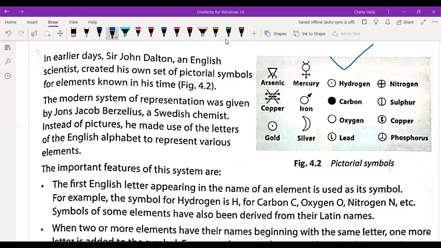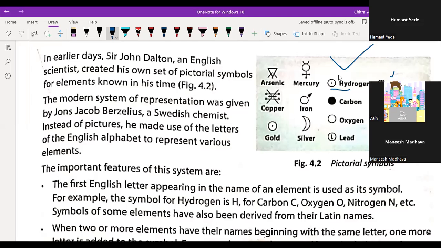Yeah, okay. If we provide a symbol to 118 elements, it is very difficult to remember them. Okay, like here we have the symbol of hydrogen, nitrogen, sulfur, copper, phosphorus, lead. These are very difficult symbols to remember. That's why we have started representing symbols in the form of letters. Like for oxygen we have O, for nitrogen we have used the first letter which is N, for hydrogen again we have used the first letter which is H.